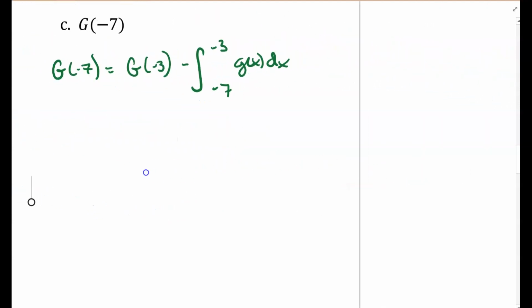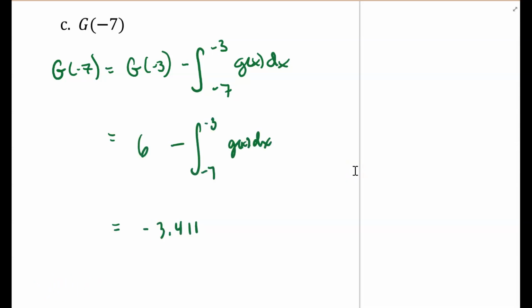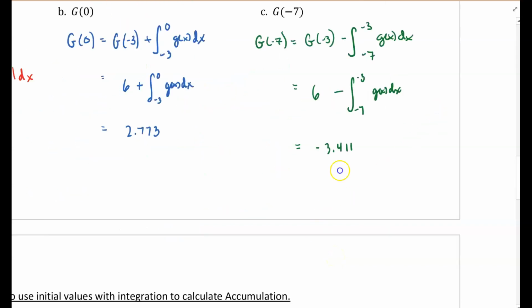Okay, and then here is c. Go ahead and calculate this. Here's the value for g of -7, which is -3.411. Okay, all right, so hopefully you did well there.